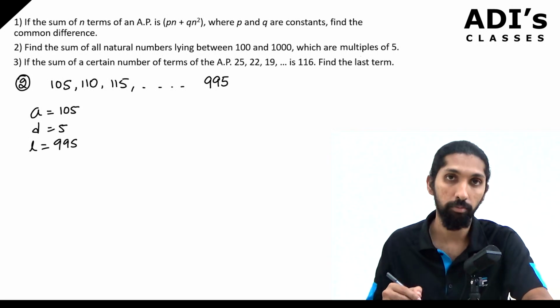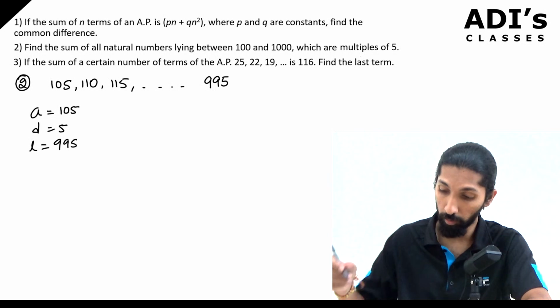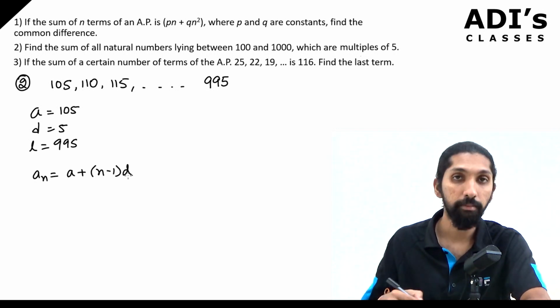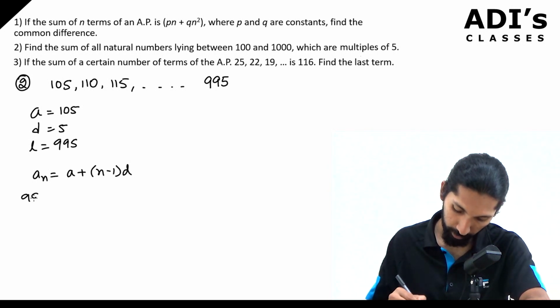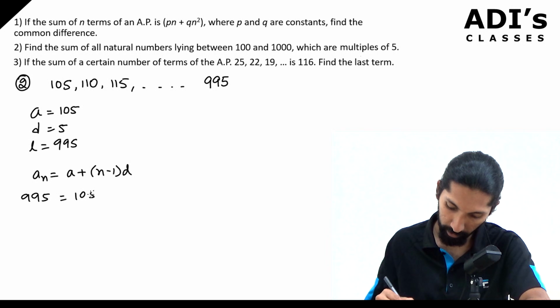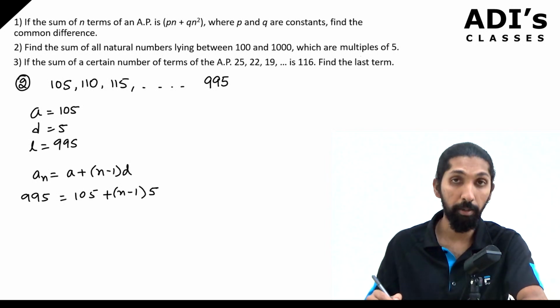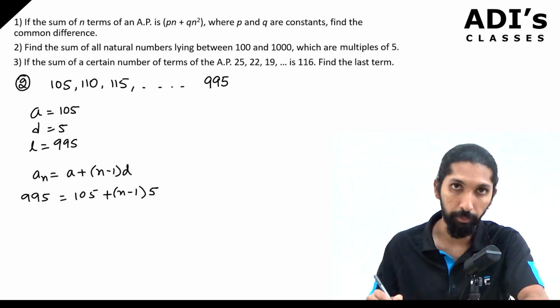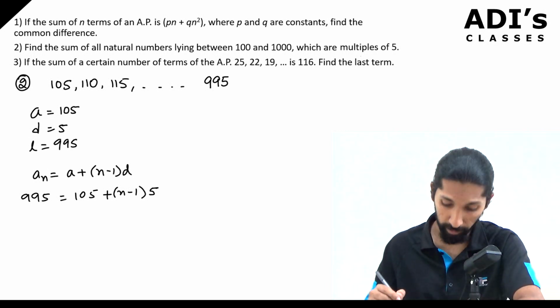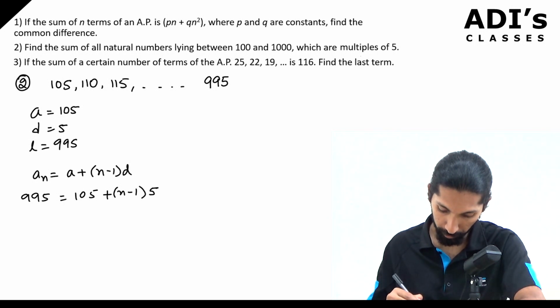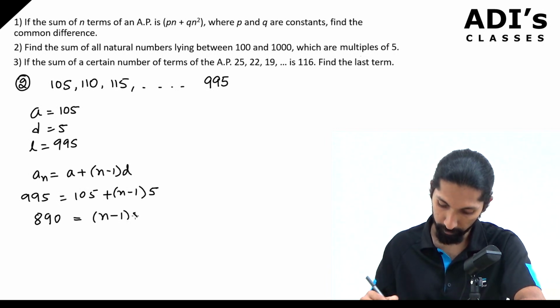We don't know the value of n though. We can calculate n. So what formula are you going to use? An is equal to A plus n minus 1 into D. That's 995 is equal to 105 plus n minus 1 times 5. You can divide by 5 now itself or after subtracting, it's up to you. I'm going to subtract 105. If you subtract 105 from 995, you're going to get 890. So n minus 1 into 5.